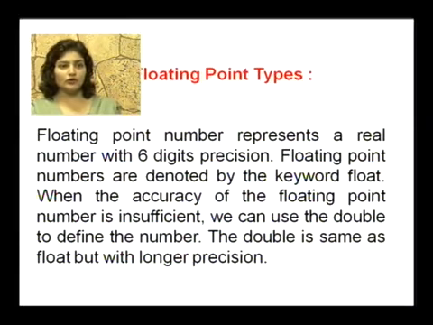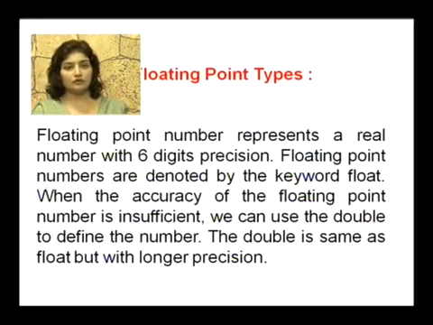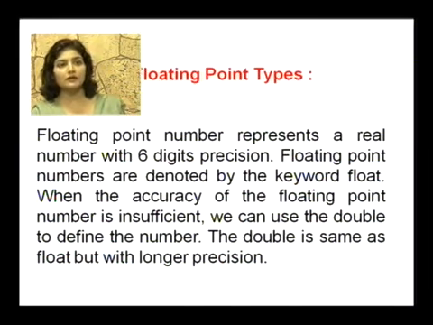Suppose you are going to use a variable which is going to store a real number, a number with decimal points which has fractional values, which is not a whole number. You will define it as float. A floating point number represents a real number with 6 digits precision. Floating point numbers are denoted by the keyword float. You will write float and then the name of the variable that you want to store a real value.